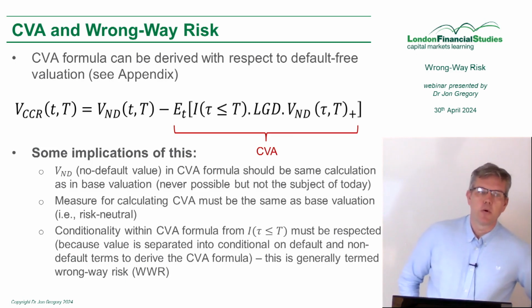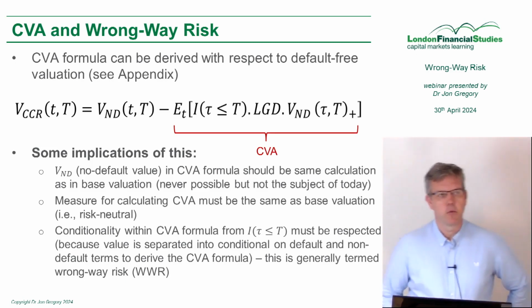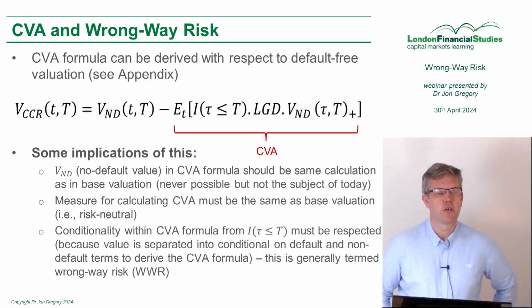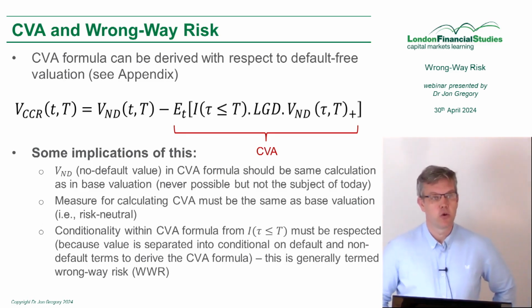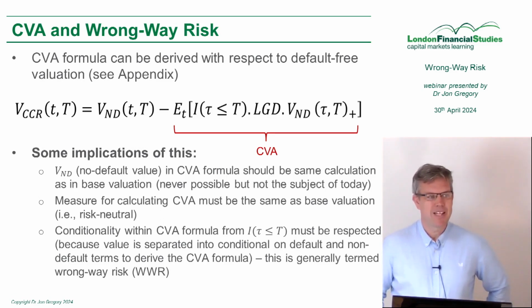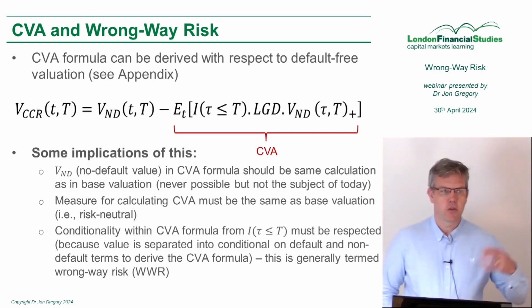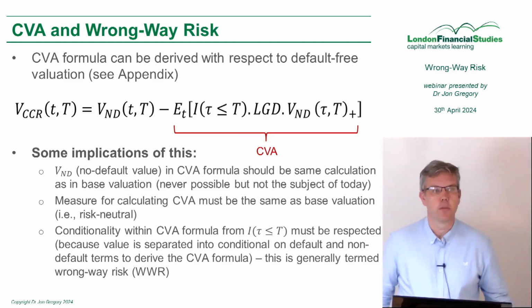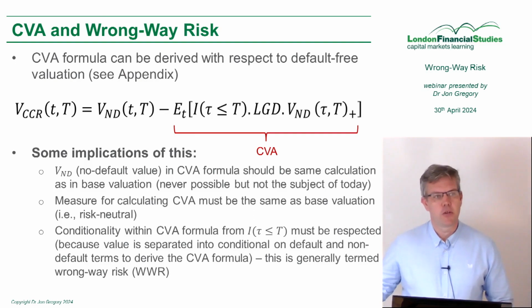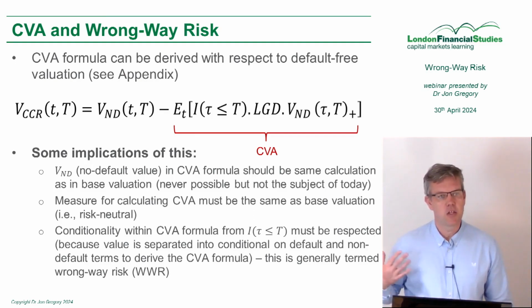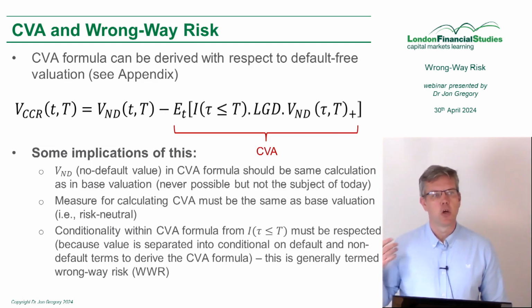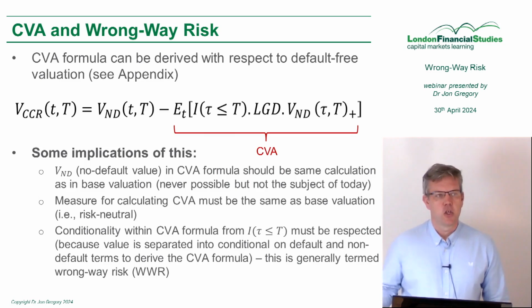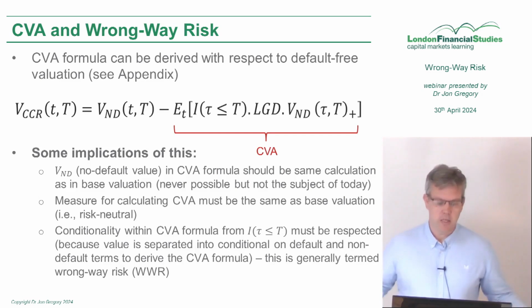With regard to wrong-way risk, the important thing is that the conditionality within that CVA formula, which is what's there, an indicator function, that the default time, which is tau, has to be less than the final maturity of the portfolio, must be respected. And the reason that must be respected is in order to get the CVA formula, you have to split out the non-default value into a bit which is conditional on default and a bit which is not conditional on default. And obviously when you put those together, you just get the unconditional bit. But you split them out and one bit ends up in the CVA formula and one bit doesn't. So that conditionality must be respected. And this is what we generally just call wrong-way risk, the fact that that conditionality has to be somehow quantified or taken into account.